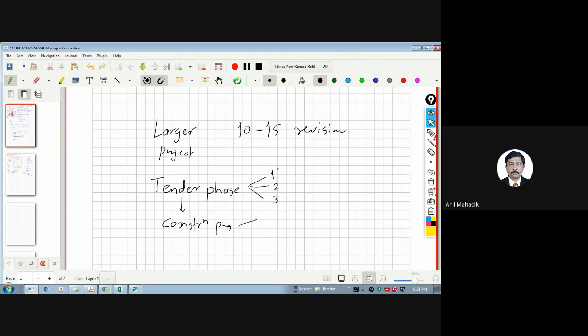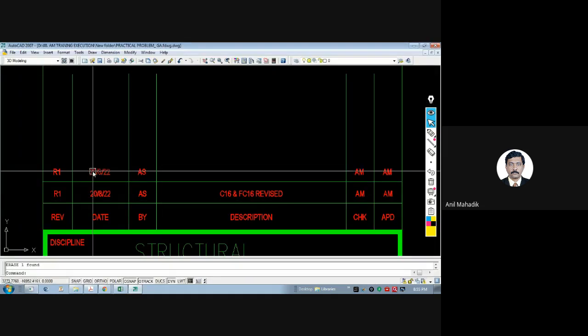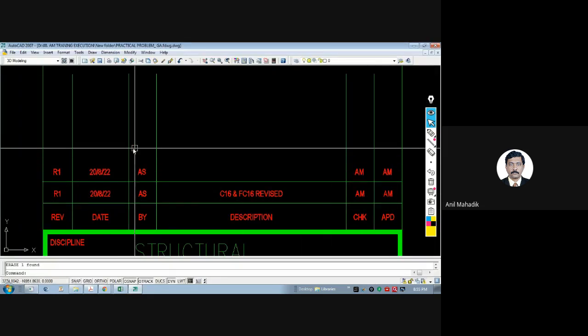Construction phase also there may be multiple revisions: 1, 2, 3, 4, whatever. That means your drawing is going through a lot of revisions throughout the project till the completion of the project, we can say. So that's why there is very much importance to this revision history table.